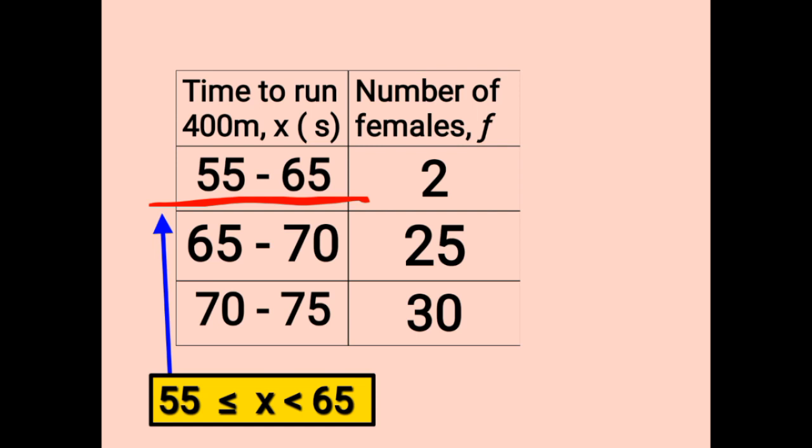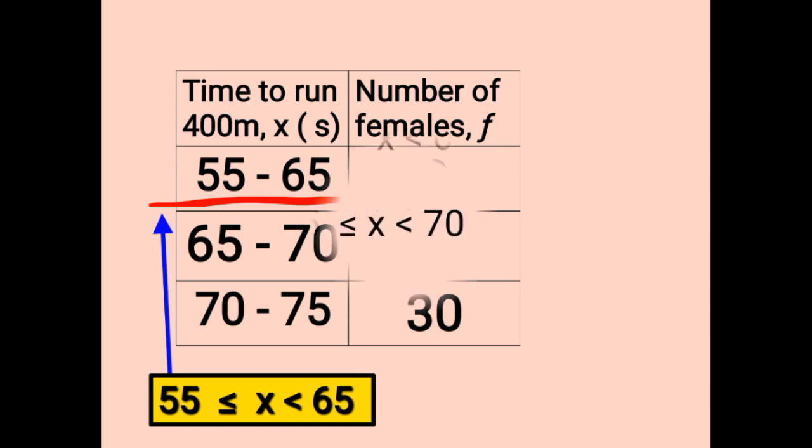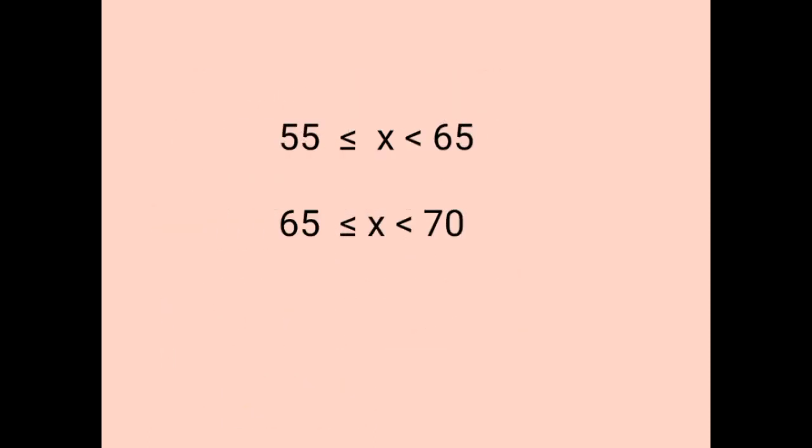If you look at the second row, the time shown here is 65 to 70 seconds. This is also the shorthand form of writing x is greater than or equal to 65 and less than 70.